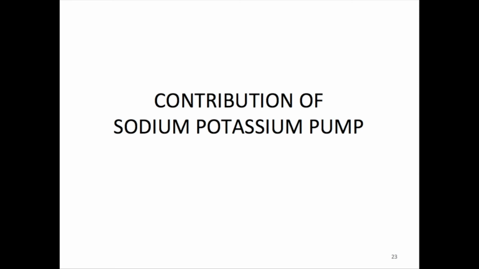The sodium potassium pump has its own contribution in the dynamics of resting membrane potential. You all know that the sodium potassium pump moves more sodium ions to the outside than potassium to the inside. So this causes an additional degree of negativity of minus 4 millivolts inside the cell.